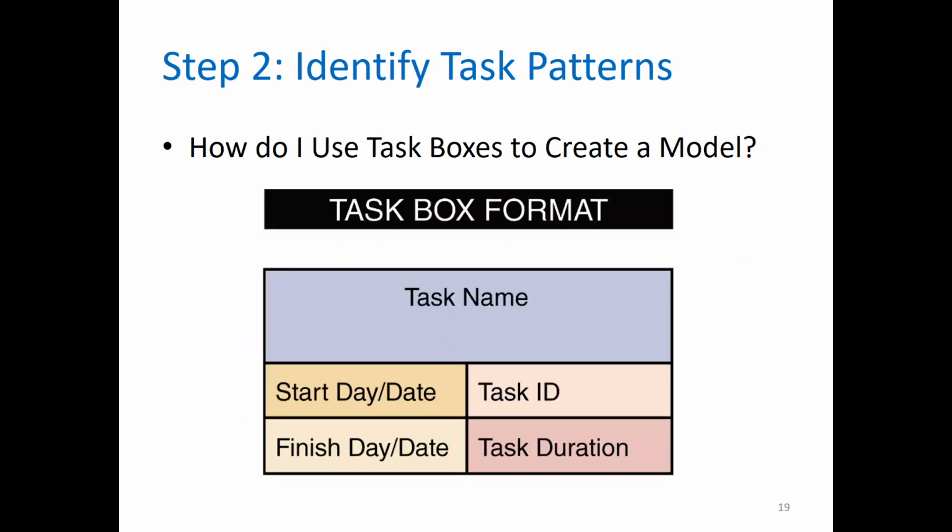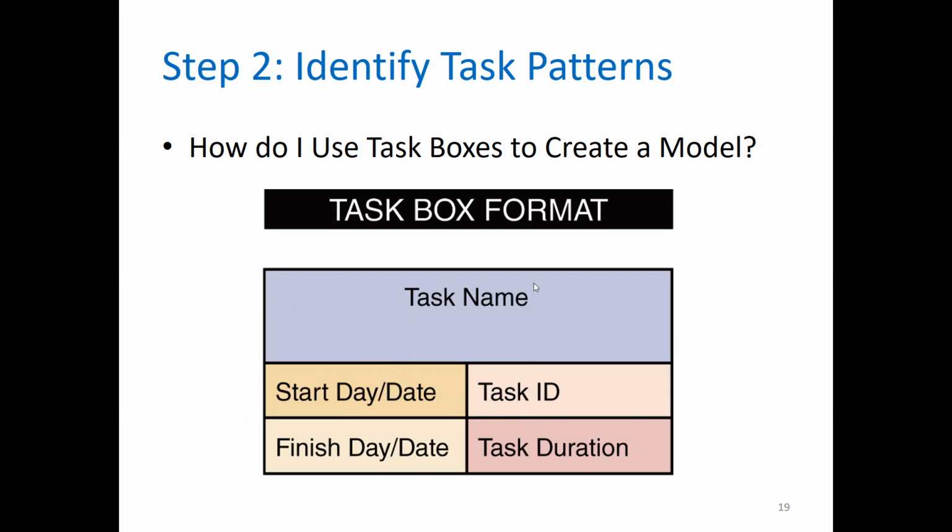Okay, so task patterns: how do I use a task box to create a model? You have a task box over here. It's a format that you generally use in a PERT chart. So you have the task name, the start day, the finish day, the task ID, and the duration. Now here's the thing, the structure is not necessarily fixed.